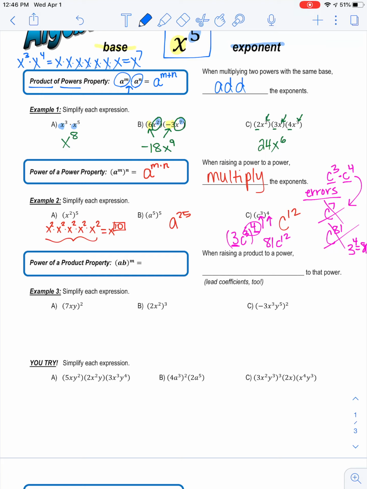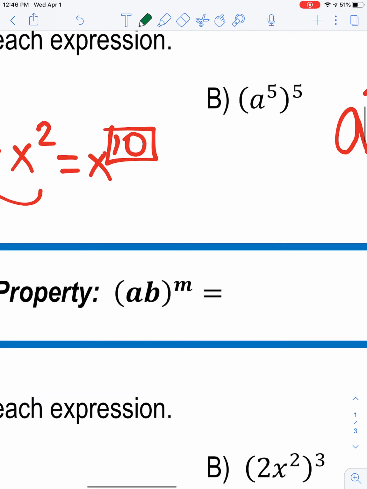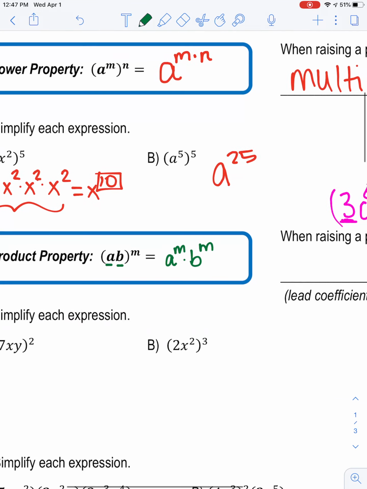We have power of a product. So it's kind of like product of powers, but the wording is reversed, power of a product. So now you're taking a product, which is when you multiply two things together, and raising that product to a power. So it's kind of like you're almost distributing the exponent to each base. I have two parts to my base, a and b. If that entire thing is getting raised to the m power, a has to get raised to the m, and b has to get raised to the m as well. And since a and b were multiplied together, you still just keep a multiplication there.